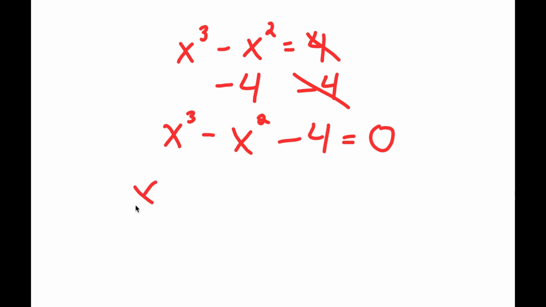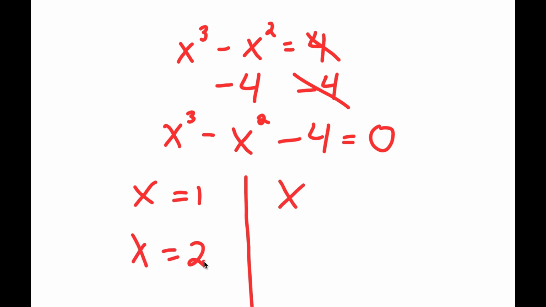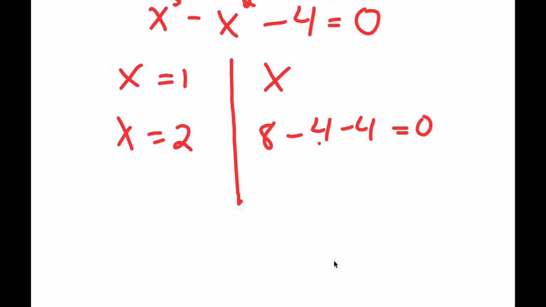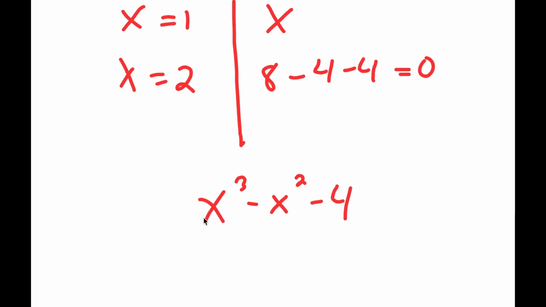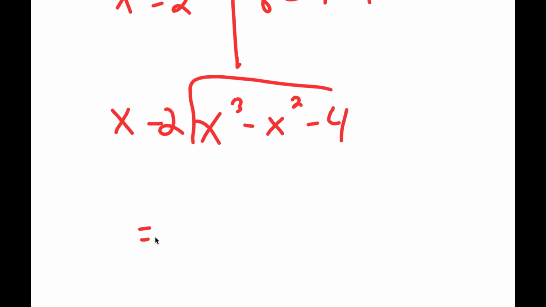So to do that, I'm just going to plug in values of x until I get a solution. So for x equals 1, that's not going to work. For x equals 2, I get 8 minus 4, and this is equal to 0. So x equals 2 is a solution. So now using x equals 2, I can divide with this. So I have x to the power of 3 minus x squared minus 4 divided by x minus 2. And then this results in x squared plus x plus 2.